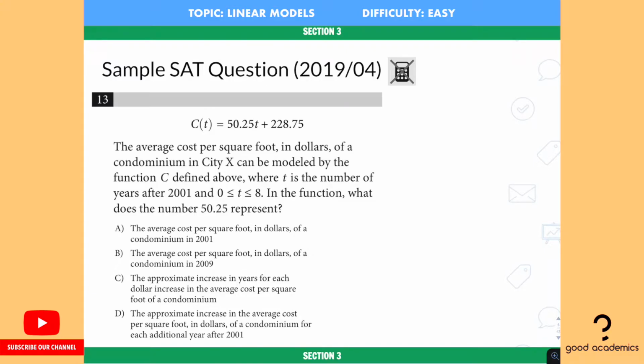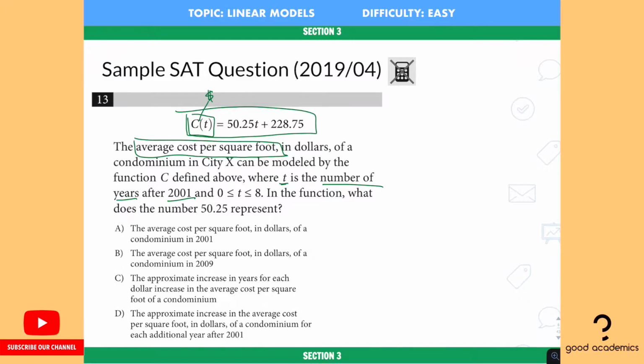So, you are given an equation right here, C of t is equal to 50.25 times t, where t is the number of years after 2001, plus 228.75. And C of t is defined as the average cost per square foot. Okay, so average cost per square foot. So this is money. Okay, so it's asking you, what does the 50.25 represent?